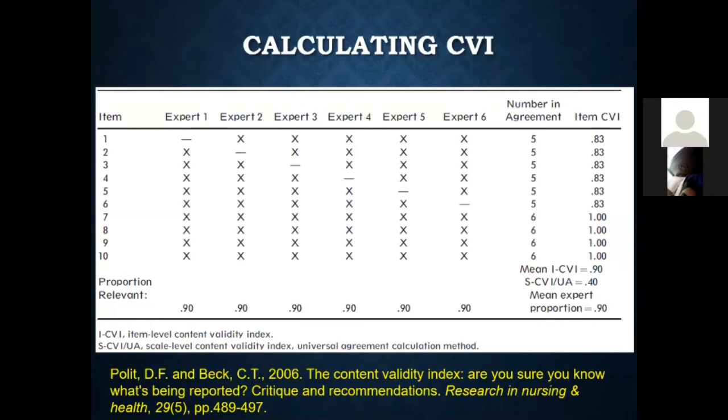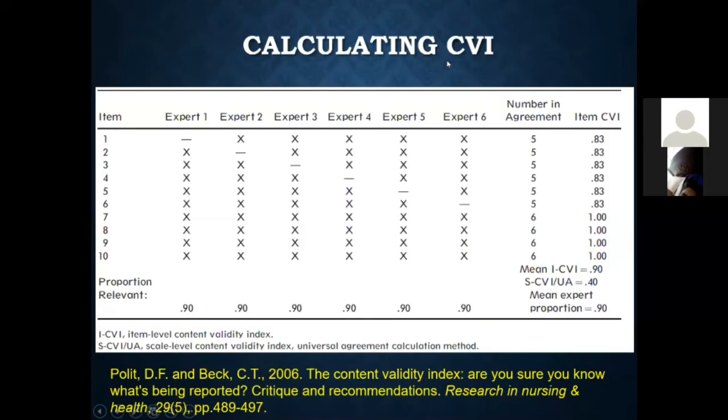Sometimes, from experience, our paper was rejected because we were doing CVI only, and CVI is very easy. Just because of that. So we need to include other types of validity testing as well.